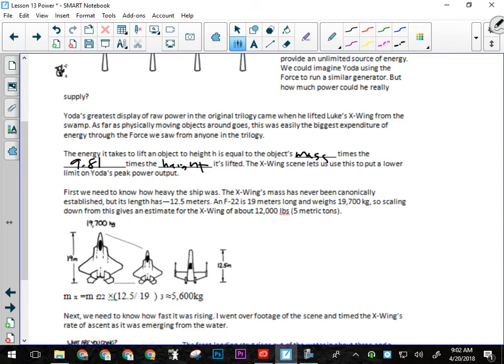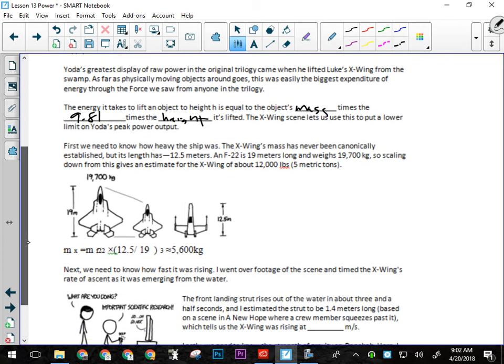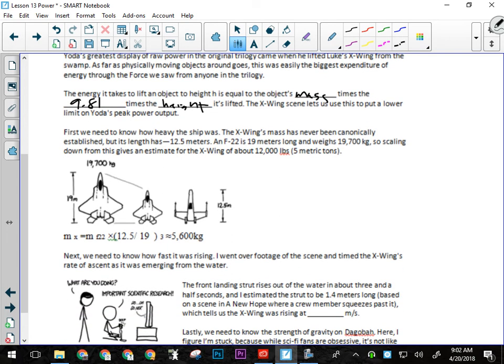Now, this is where it gets really geeky. Not that it wasn't already, but it gets even more so. An X-Wing's mass has never been canonically established. That means in Star Wars canon, which is things that Disney says are true about Star Wars, the mass of an X-Wing has never been listed. All kinds of crazy things are listed, but that has never been. Instead, we do know that its length is 12.5 meters. Why that's listed and not its mass, we don't know, but it's 12.5 meters long.